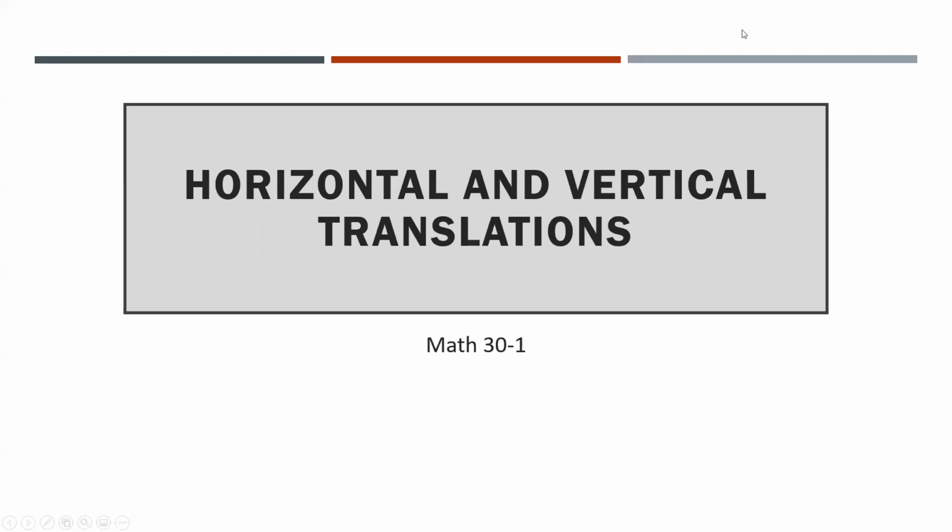Okay, so this is the very first lesson of Math 30-1, and a very important one at that. It's going to be on horizontal and vertical translations. In other words, the main focus for today is we're going to know how to take a function, or rather the graph of a function, and move it left, right, up, and down. Those are horizontal and vertical translations.